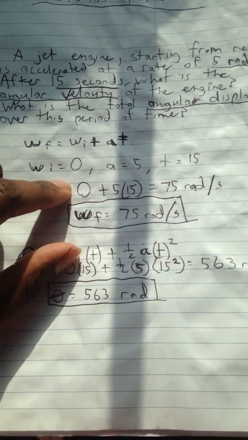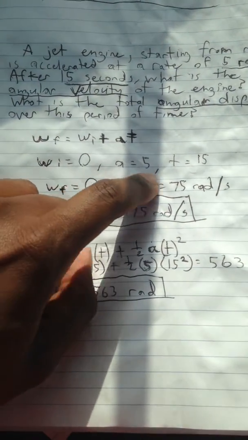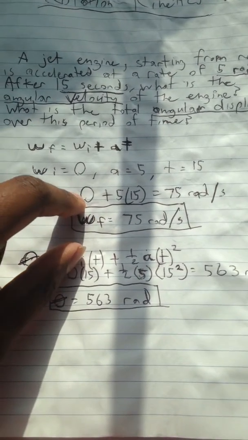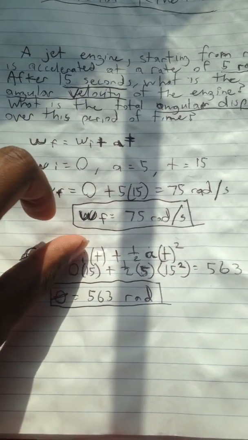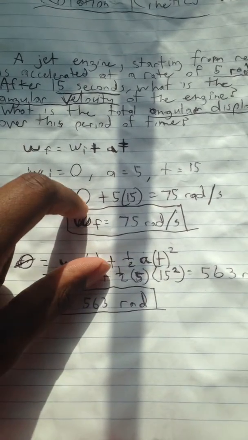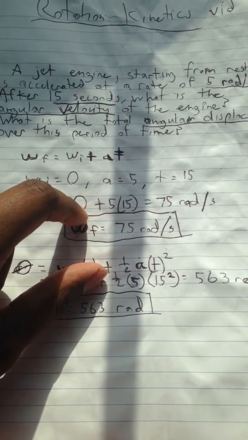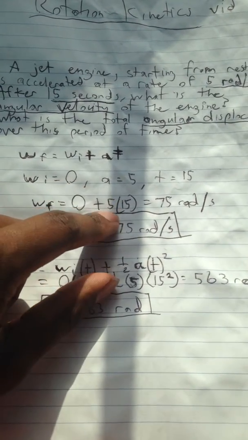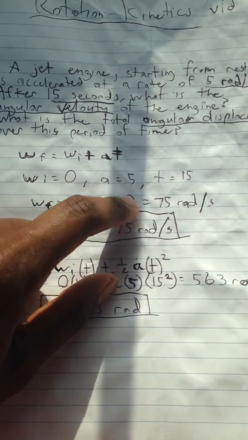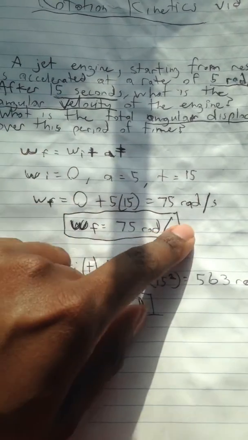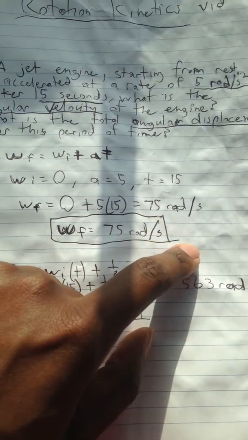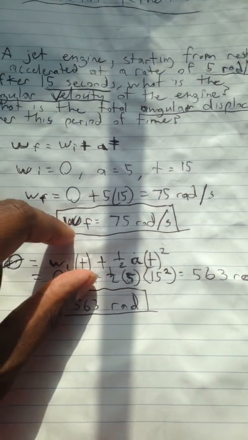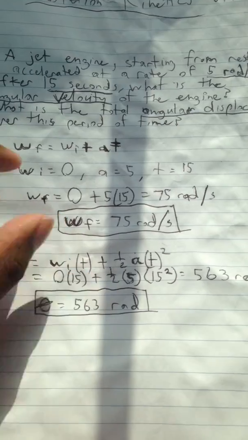So I got all of my numbers in order so that I can plug it into the equation and find the final angular velocity. So the initial speed was 0 since it was starting from rest. 5 was acceleration. 15 was the time. So that gives me 75 radians per second for the angular velocity final, or omega final.